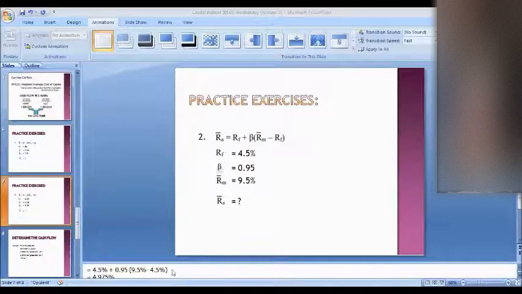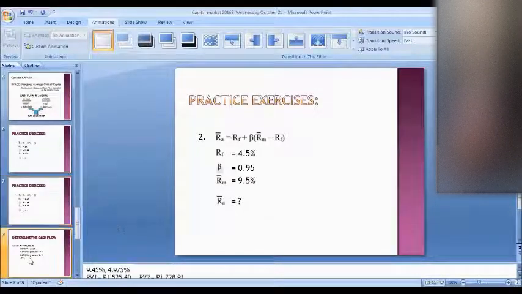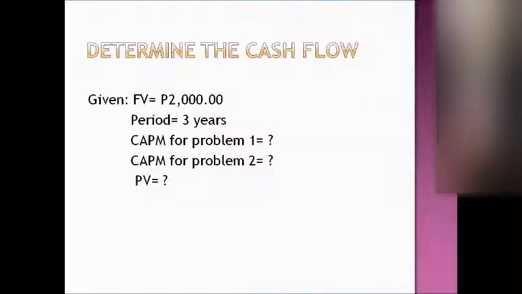So here it is, class, as you can see in my PowerPoint. 4.5 plus 0.95 multiplied by the difference of 9.5 and 4.5. That will give you 4.975. So for number 1, you got 9.45%, and for number 2, you get 4.975.